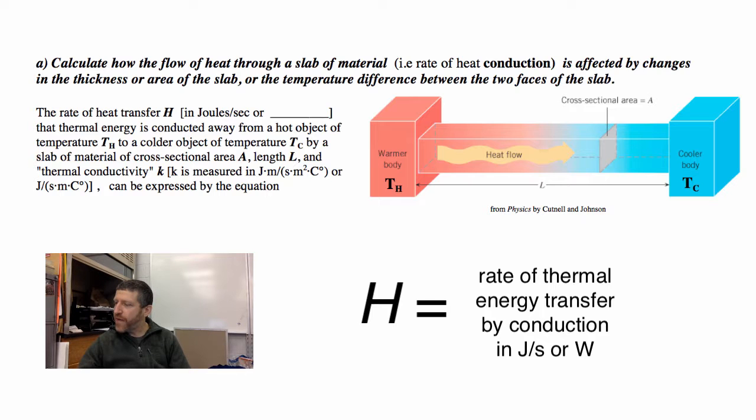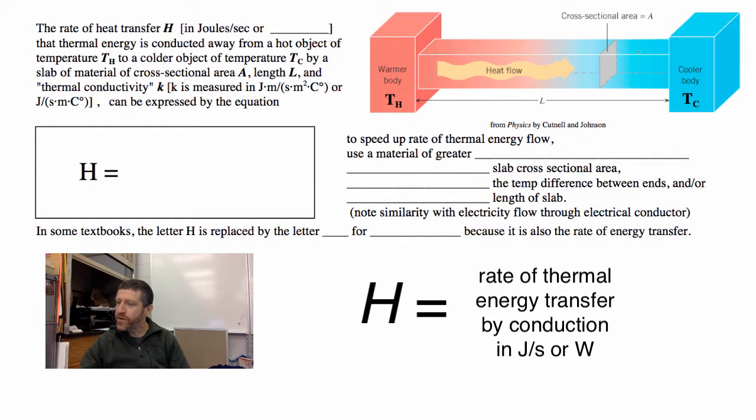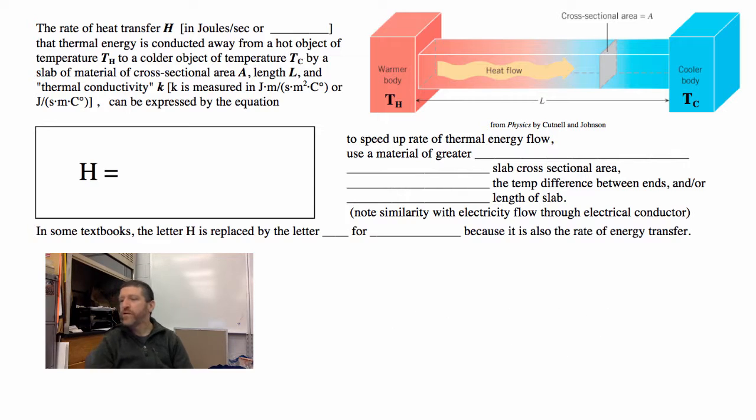You've got to understand the effects of these variables: the changes in thickness or area of the slab, or the temperature difference between the two faces of the slab. So there are three things that affect it: the length or thickness of the slab, the area of the slab, the cross-sectional area or area in contact, and the temperature difference.